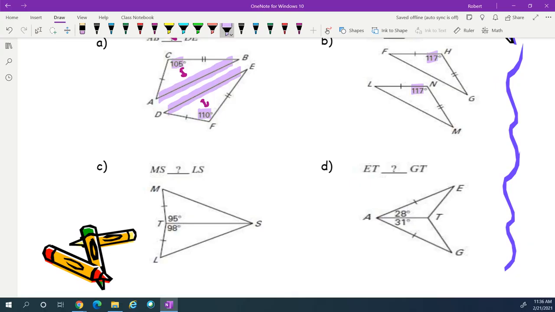Our focus is the angles and the sides opposite them. 95 is smaller, its opposite side is smaller. 98 is larger, its opposite side is larger. We can use the same idea of small, medium, and large, except we're only comparing two things, so we don't need a medium. So MS is smaller. We're going to fill in a less than symbol.